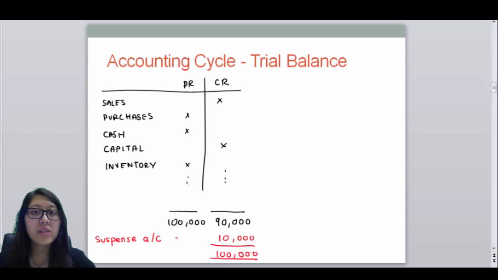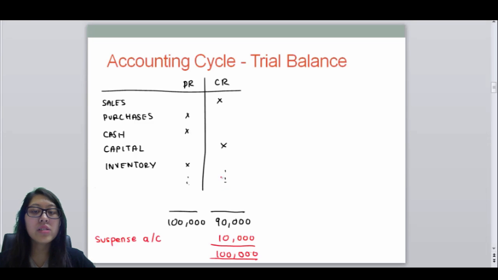But the suspense account is only temporary. So we're going to have to figure out where we made any errors. Once we have found our errors and corrected them, the suspense account should then be put to zero and it should be removed. So that entire 10,000 will no longer be there and should no longer be there by the end of the month.